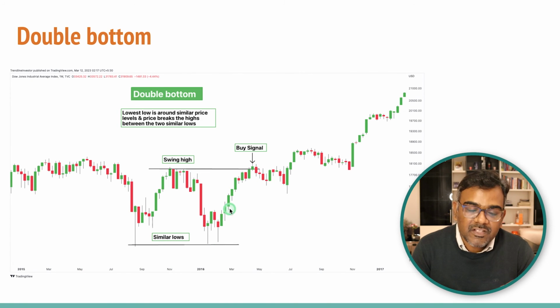Now, when we cross a swing high and when we have two similar lows, then we have a buy signal. Okay, it's similar to the failure swing. In failure swing, it's just that the low is higher. It's a higher low here, so the low would be somewhere here. But in this case, the low is almost at the same level, and then we cross the swing high, and then we make a new high, and that's when we say we have a buy signal.